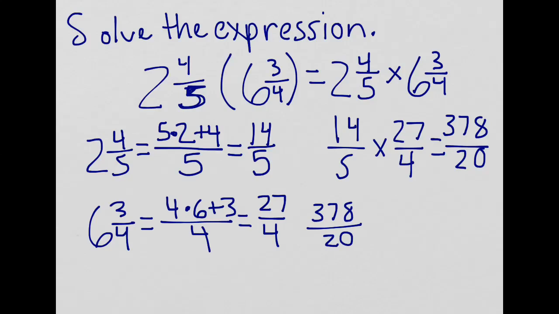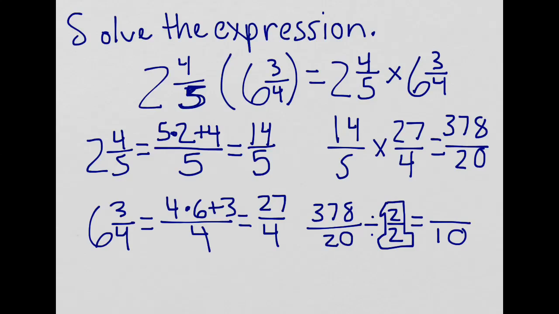I'm actually going to try to simplify that. I'm not really sure what the GCF is, but I do know that 2, since both these are even numbers, they end in a 0, 2, 4, 6, or 8. They can be divided by 2. So I'm going to put 2 over 2. So 378 divided by 2 and 20 divided by 2. I know that 20 divided by 2 is 10. And then 378 divided by 2, let me see.